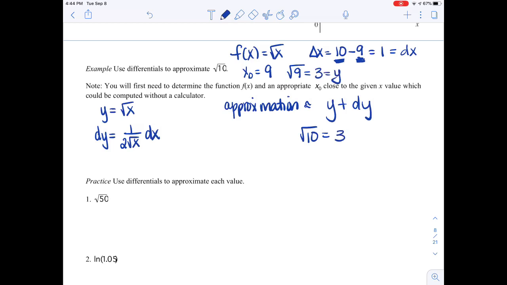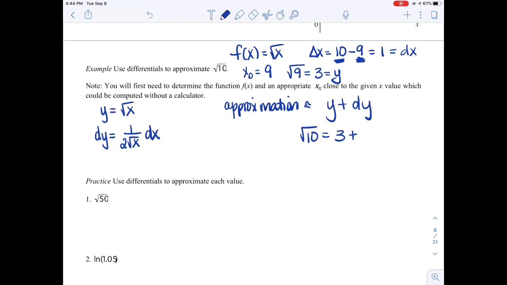That's my y value. Okay, I know square root of 10 is going to be either something a little more or a little less than 3. I hope it makes sense. It's going to be a little more. So likely my dy comes to be a positive number. So how much do I have to add to 3, though, to get a decent approximation for square root of 10?